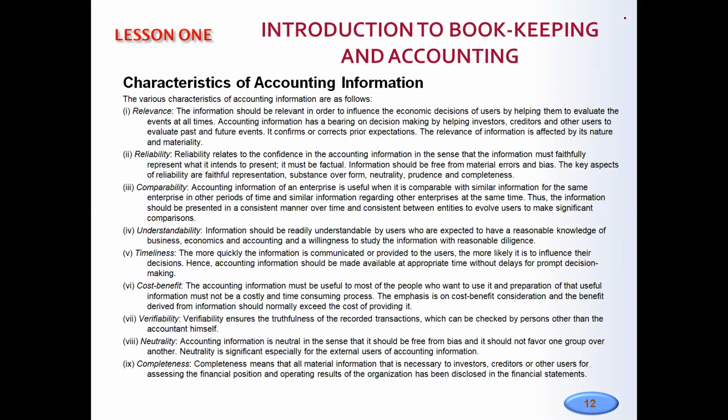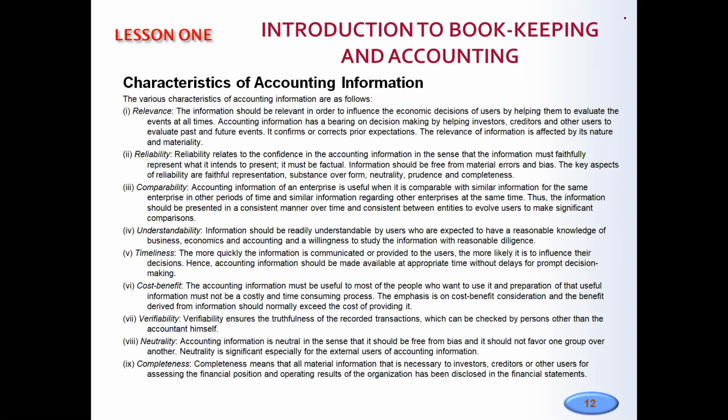Cost benefits. Now, the cost of preparing an accounting information should not outweigh the benefits. The emphasis is on cost-benefit consideration, and the benefit derived from information should normally exceed the cost of providing it.